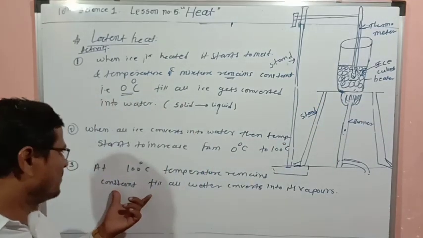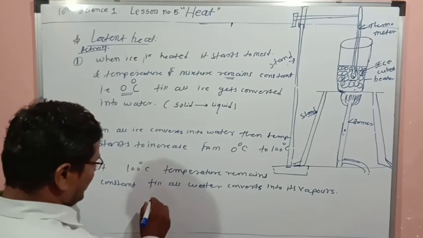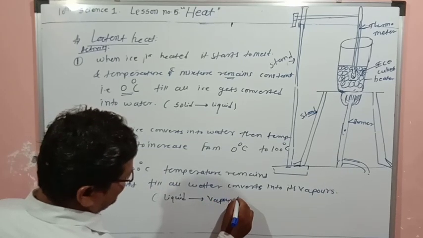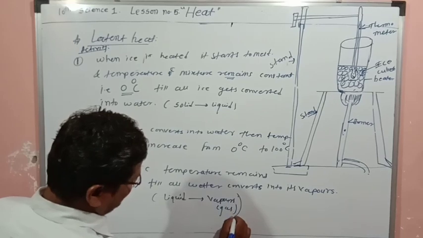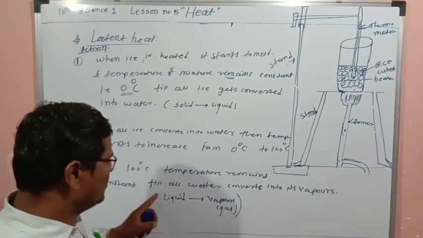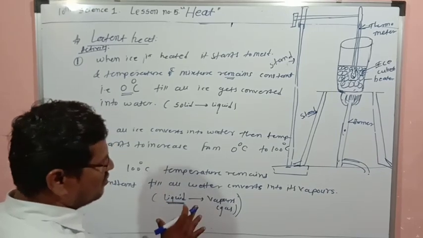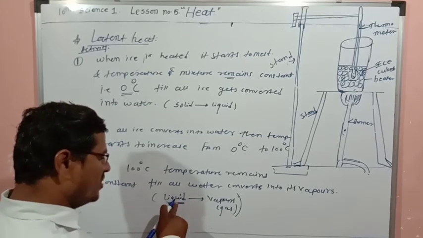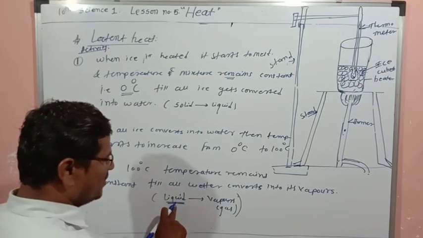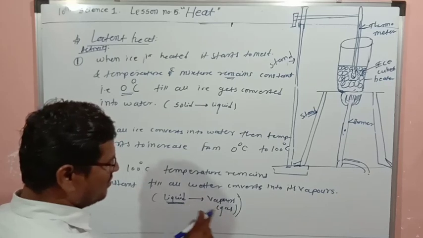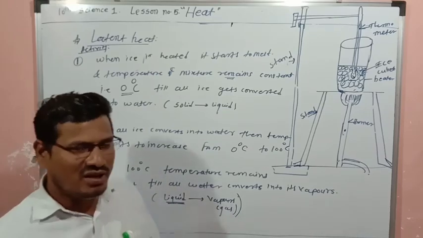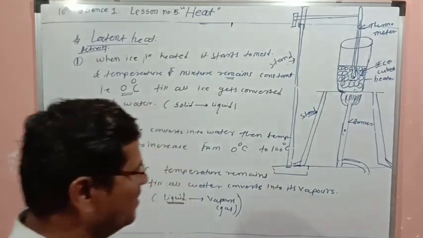And here also, at 100 degrees Celsius, there is a change in state. Liquid gets converted into vapors, or gaseous state. Here also the temperature remains constant, and the heat energy is absorbed at constant temperature while the liquid is converted into the gaseous state. It is called the boiling point. The constant temperature at which liquid gets converted into its vapors is called the boiling point. And here also there is latent heat of vaporization. Those terms we will study after this.